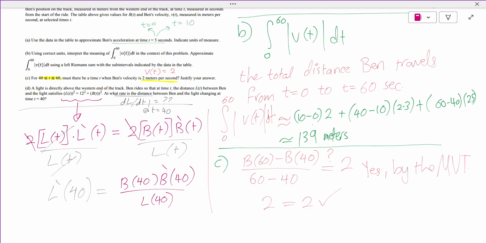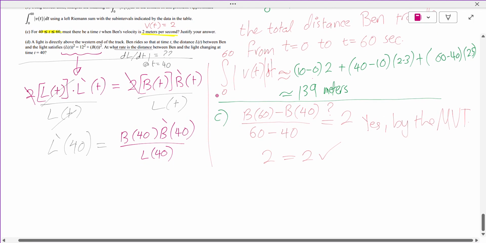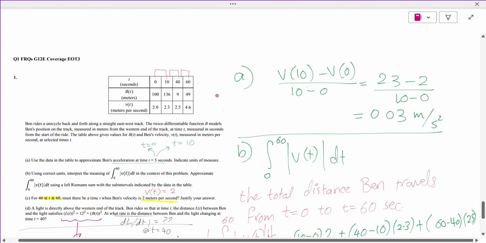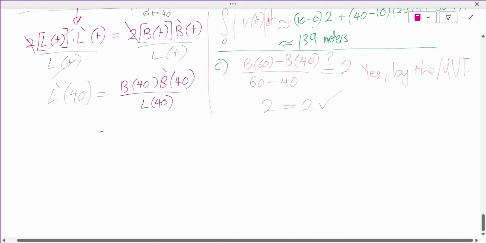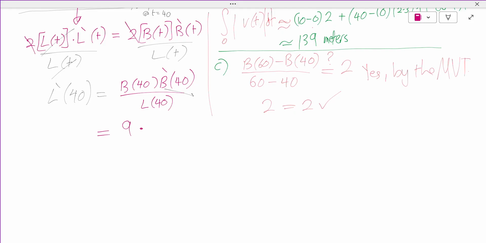So from where do we get those values? Well, B of 40 is given in the table. If you look back at the table, B of 40 is 9. So B of 40 is equal to 9 times B prime of 40. B prime is the velocity, so it's given in the table. It's 2.5, right? This is multiplied over what is L of 40.